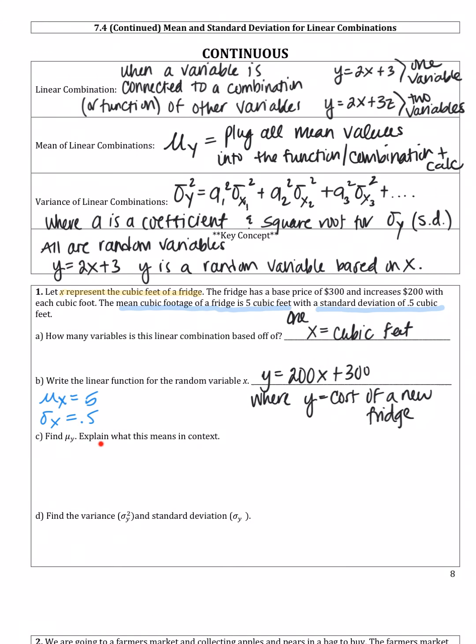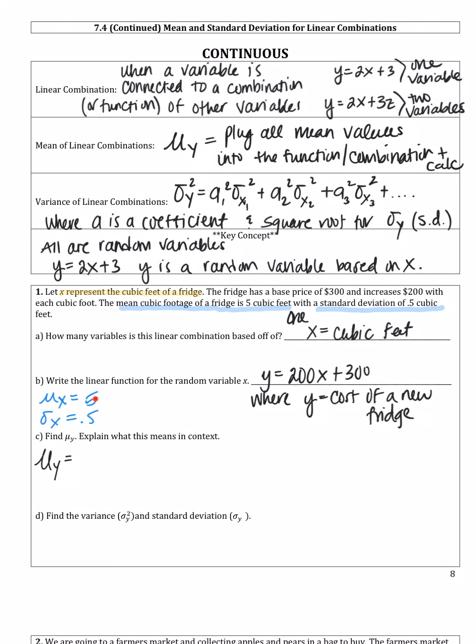Find mu sub y and explain what this means in context. All right, so here's how we do that. In order to find mu sub y, we take the linear combination that we are given, and we plug all mean values into the function or combination, and we calculate.